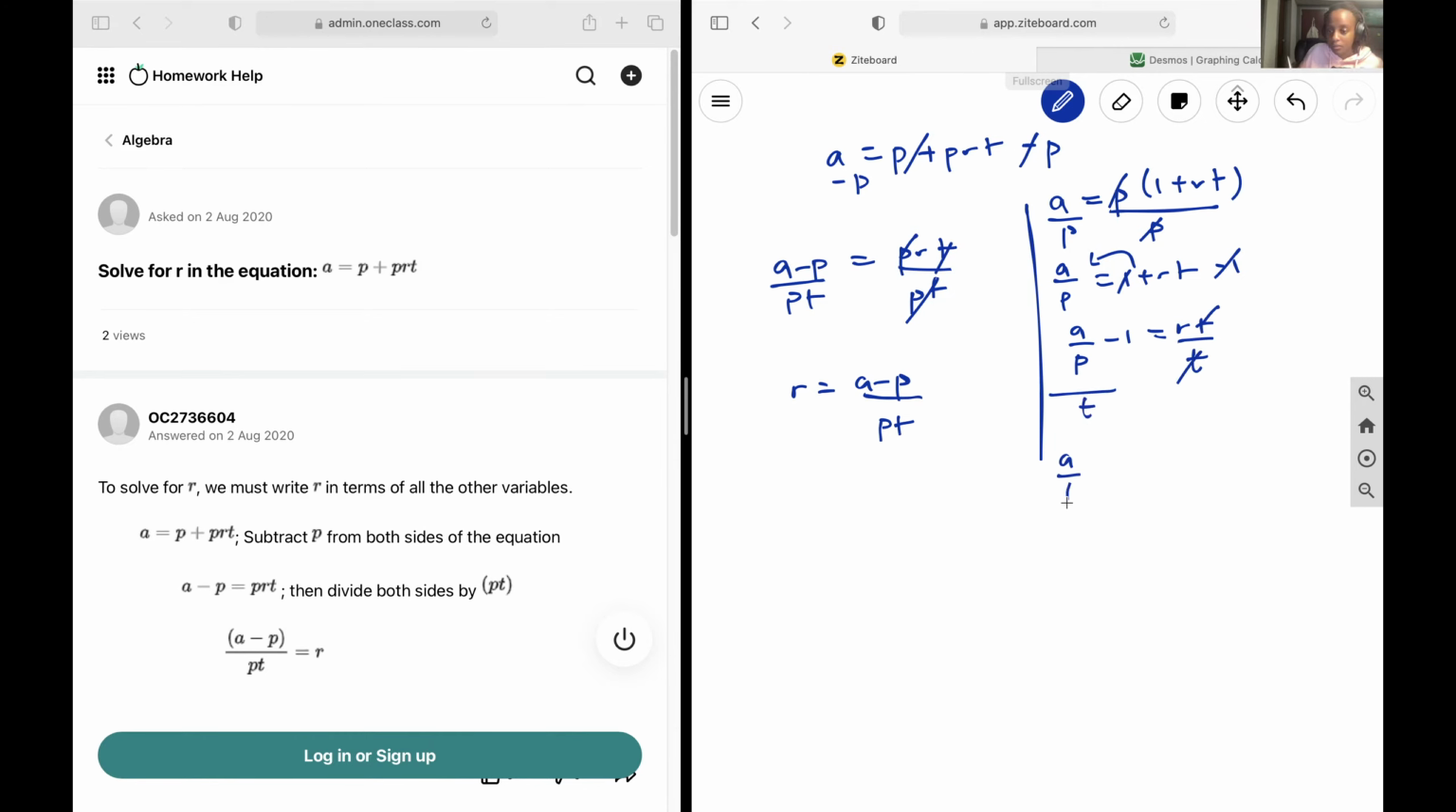And we get A over P minus 1 over t, which is equivalent to exactly what we got before if we multiply this entire thing by P, A minus P over P t. And that's going to be our final answer. We can view this as P over P is 1.